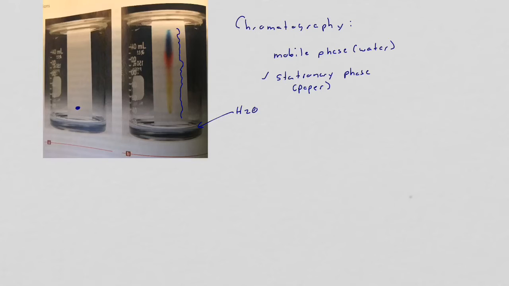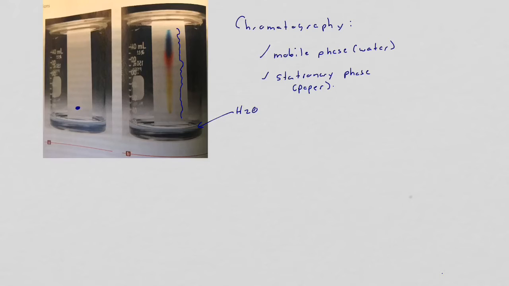So you could use an organic solvent like an alcohol like ethanol or chloroform. There's all sorts of organic liquids, which means they're not water. And a lot of them are non-polar. So you can use different types of solvents. But if you use water, what this tells you is the relative attraction of the substance that's moving for the stationary phase versus the mobile phase.